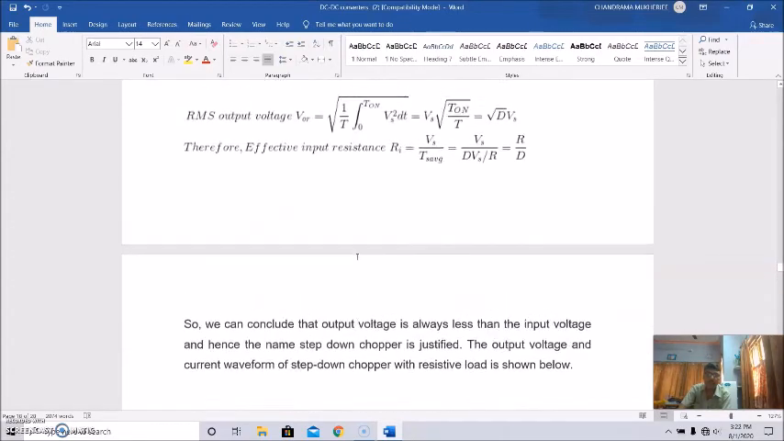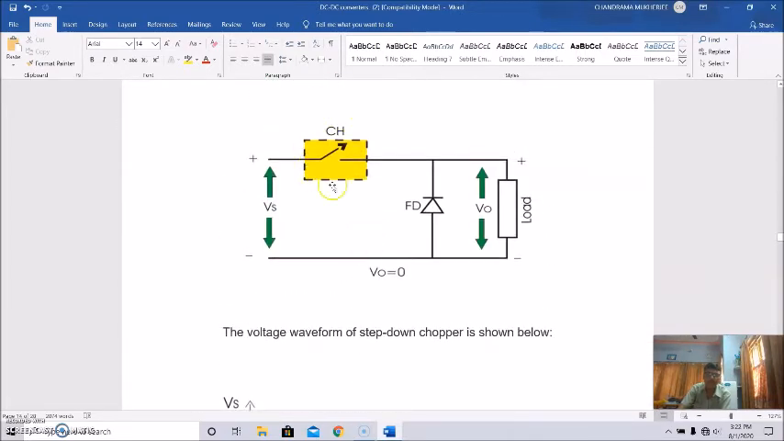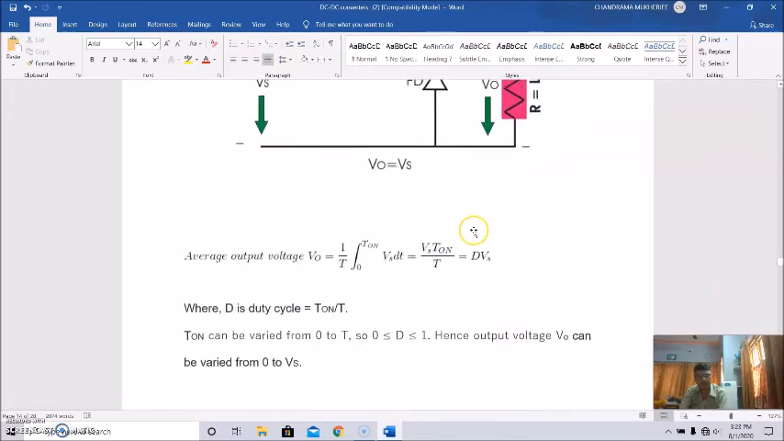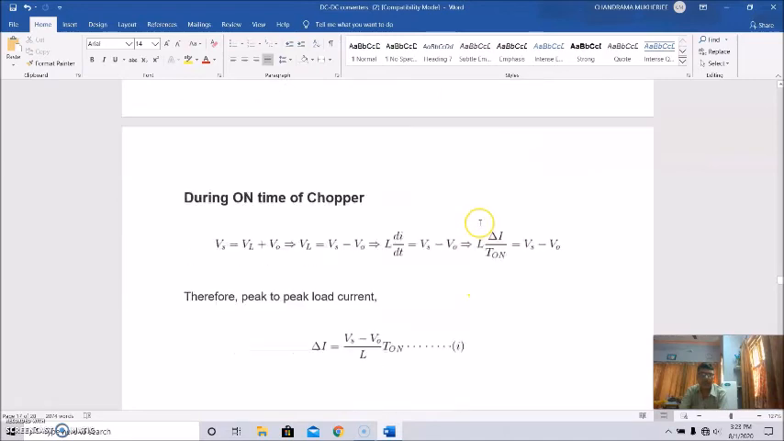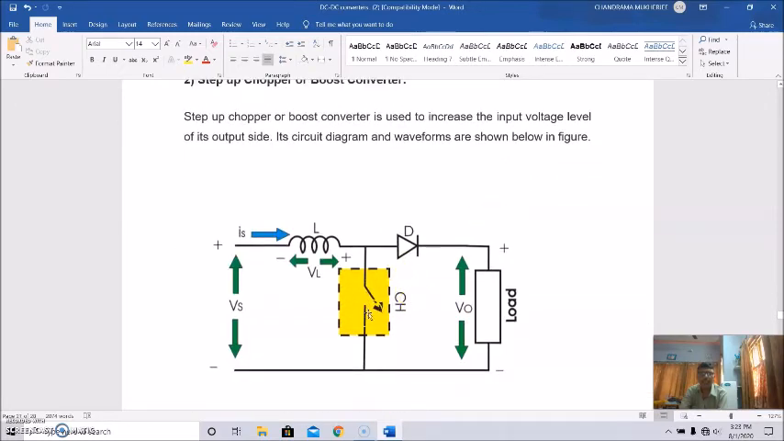Whatever be the load conditions, it is connected in series, it's like a switch. See the position of it: it is in series with this. So you can't say it is in parallel, but it is in parallel in the case of the step up chopper, or boost chopper. Let us once again follow the circuit. See, it is parallel to the load.